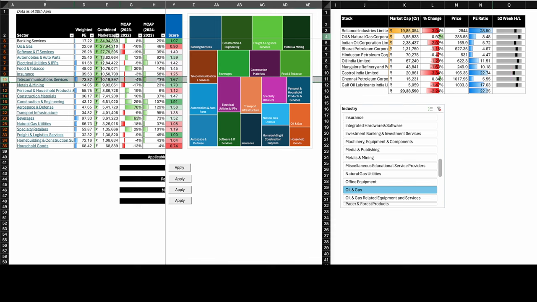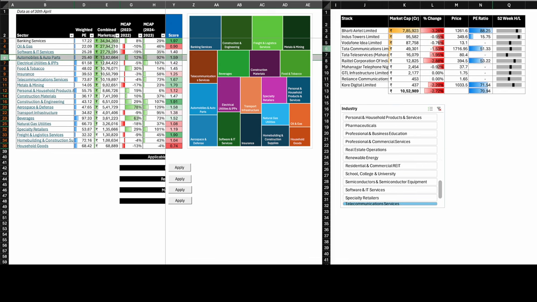73% returns in the previous year. Minus 4% in the year before. Now, this sector is unique because one of the largest players, Jio, is not even listed in this sector. It appears with Reliance Industries in oil and gas. Let's check the final one.